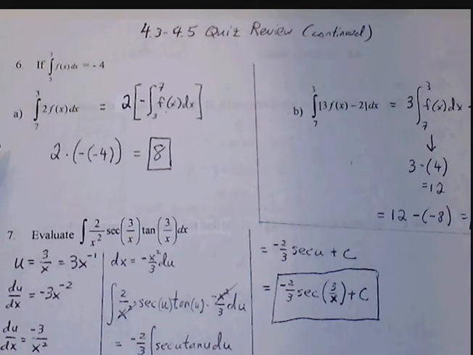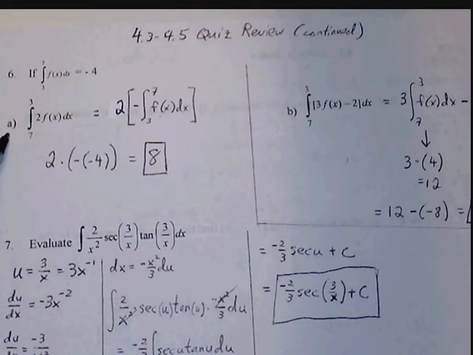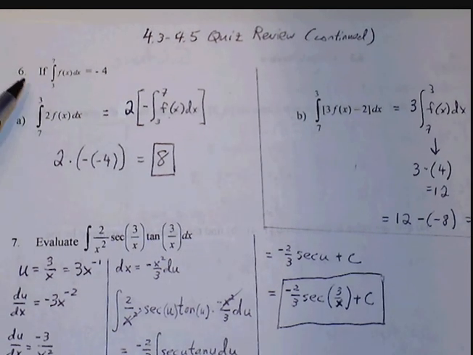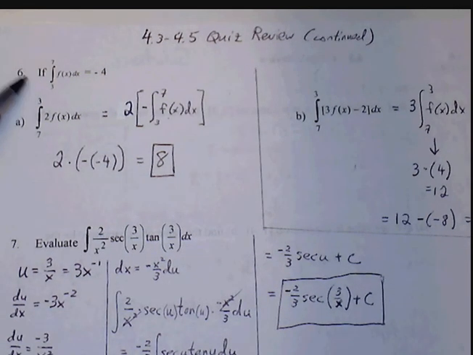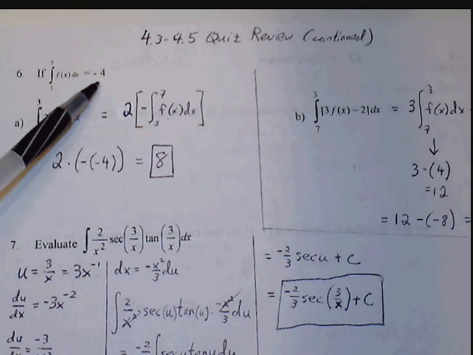Alright, let's finish up on 4.3, 4.5 quiz review. This is the back page. So this is what's given to us. The definite integral of f of x from 3 to 7 is equal to negative 4.